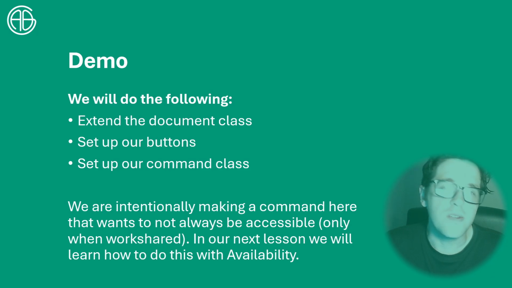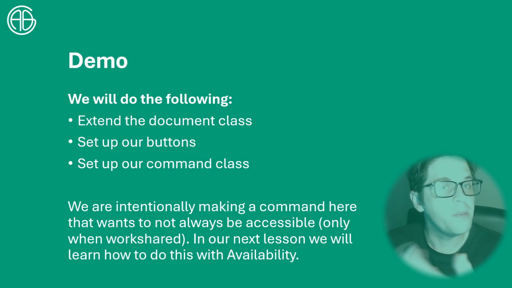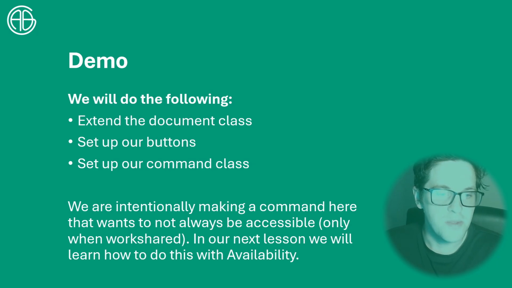So we're going to do a few things. Firstly, we're going to extend the document class, and we're going to have a look at the API that we're going to use to collect worksets, which is something we haven't really learnt yet. And then we're going to look at setting up our buttons on the ribbon, mostly through copying code that we already have and just replacing some things. And finally, setting up our actual command class.